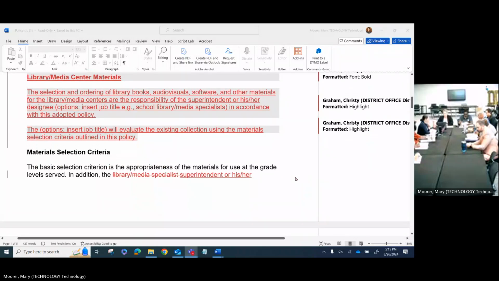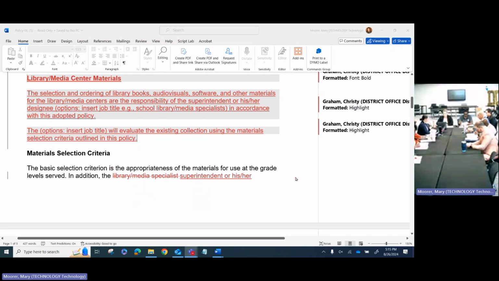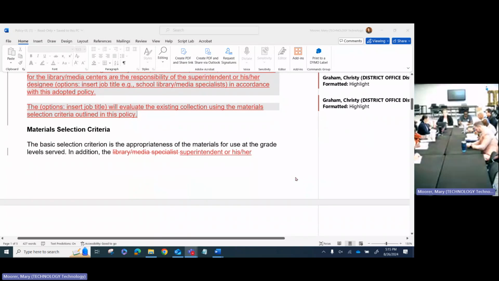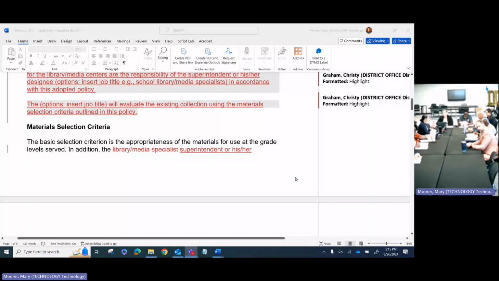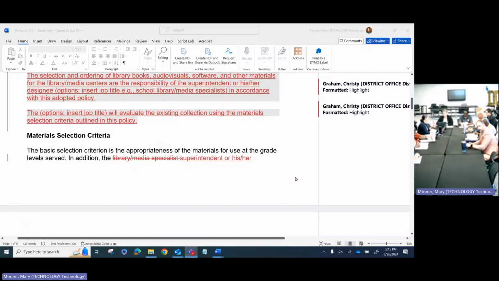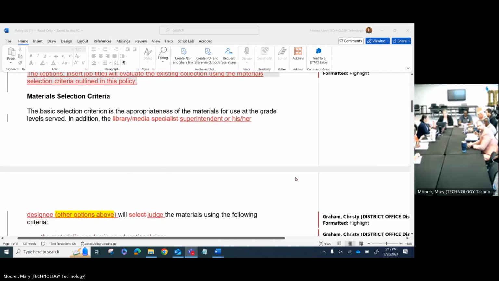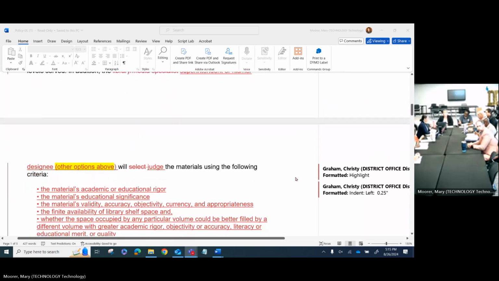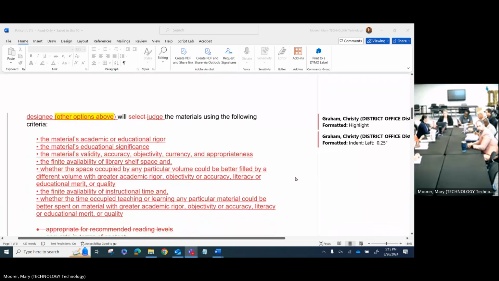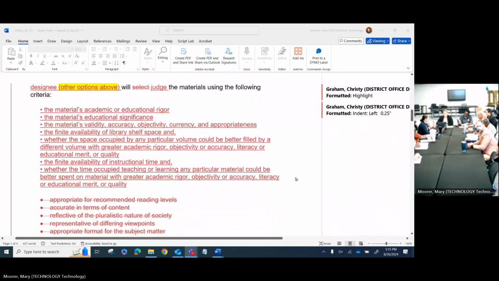There's a couple other ones on this one. Twice the policy uses the word judge the material, but our recommendation would be the word evaluate. Criteria selection change to keep in line with the regulation.